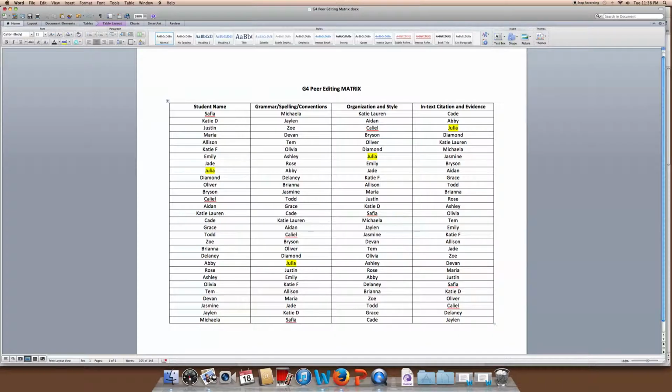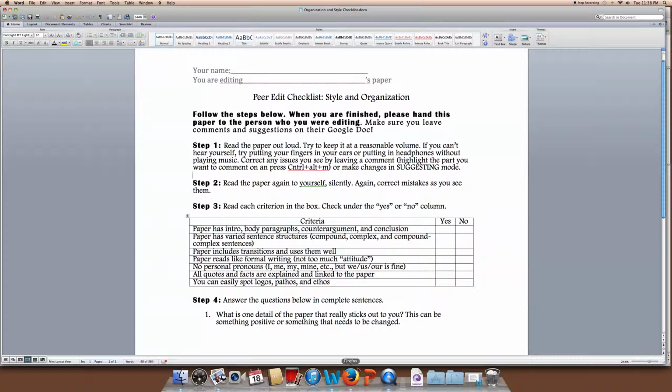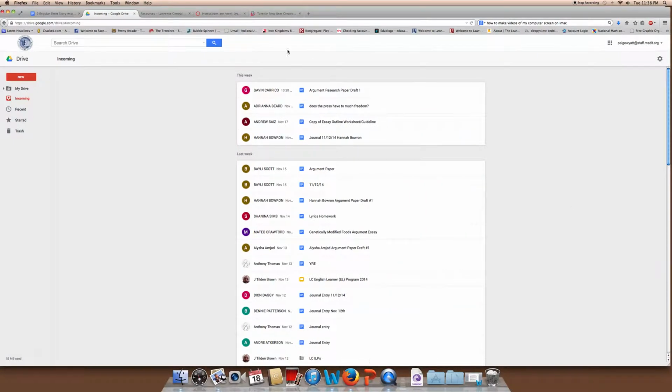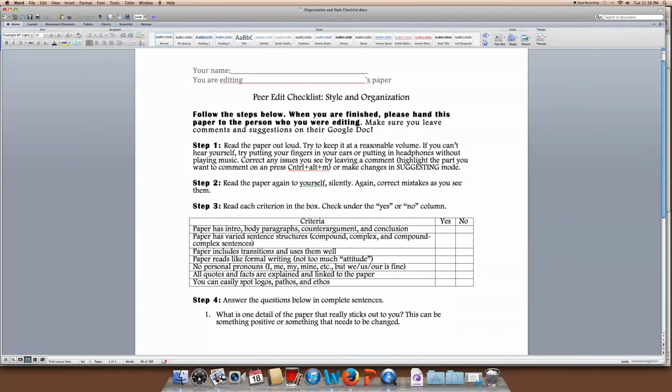because I'm going to go all the way to the left, for organization and style. So I'm going to go into my packet. I'm going to find organization and style. I'm going to put it on my desk. I'm going to go to my shared with me or incoming box. I'm going to find that person's paper. I'm going to go through and follow the directions that are on here.